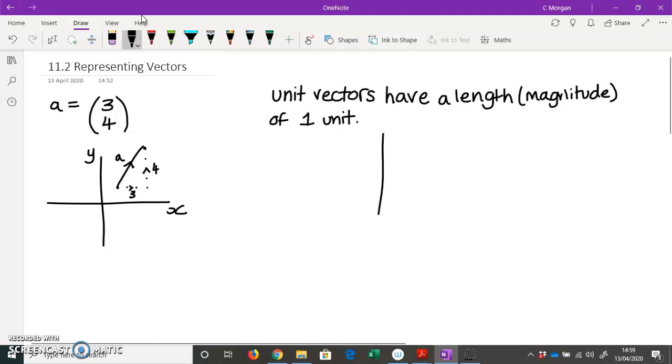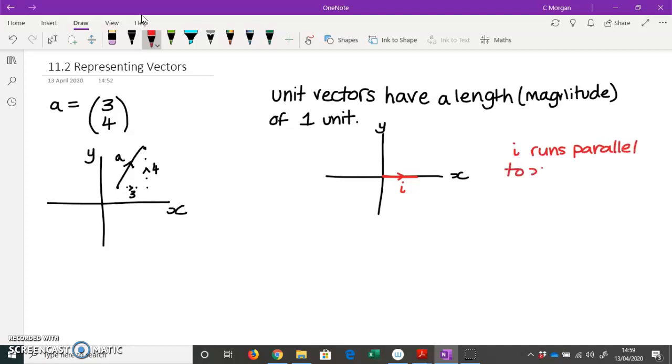If I were to draw the coordinate axes, again, x and y, there is a unit vector that always runs parallel to the x-axis, which is 1 unit long. And we call that vector little vector i, where i runs parallel to the x-axis and is 1 unit long, or 1 unit in length. Would look better written down.